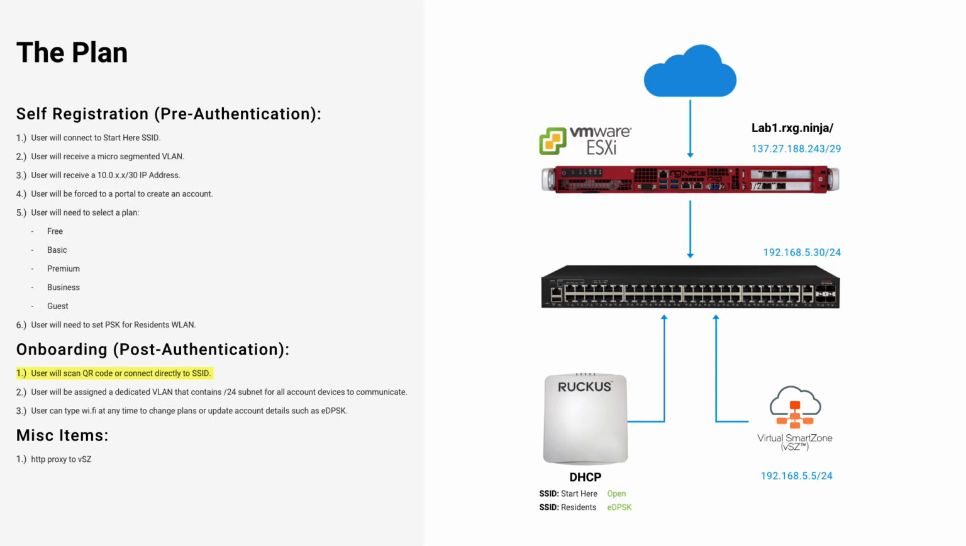Now they have 2 options on how they can get onto this SSID. In the portal itself, for the end user, they can scan the QR code that will basically tell their device to connect to that SSID, and it automatically enters their credentials for them.